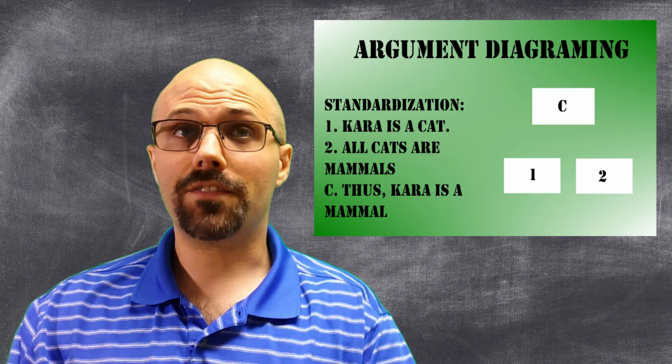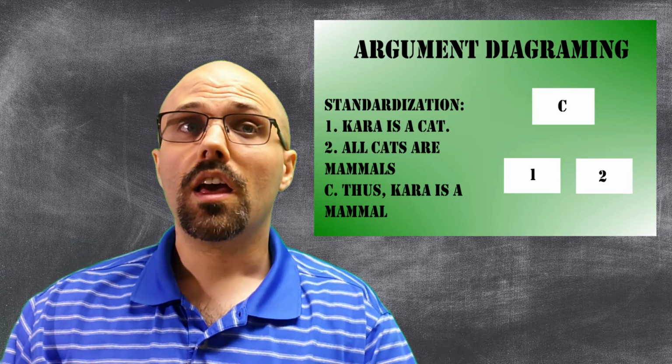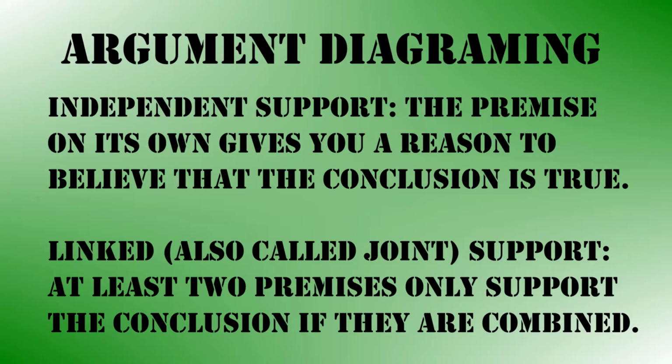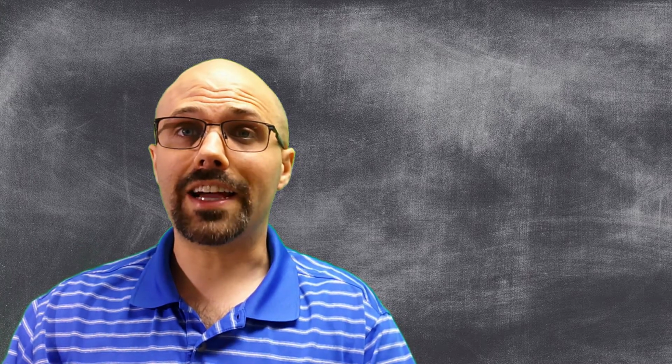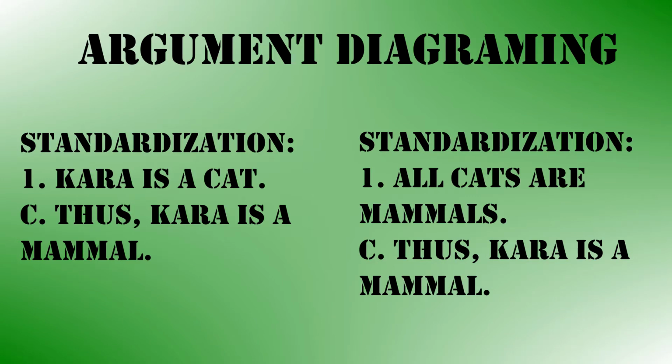The last step is to figure out how these two premises are related to one another and how they're related to the conclusion. There are two options. The premises can either be independently supporting the conclusion, or they have to work together, what's called linked or joint support, to establish the conclusion. And your task is to figure out which is which. We are looking at linked support or independent support. The procedure to figure this out: try to take each premise individually and see if it makes a sensible argument just on its own. So, for example, take the first premise, Kara is a cat, therefore Kara is a mammal.